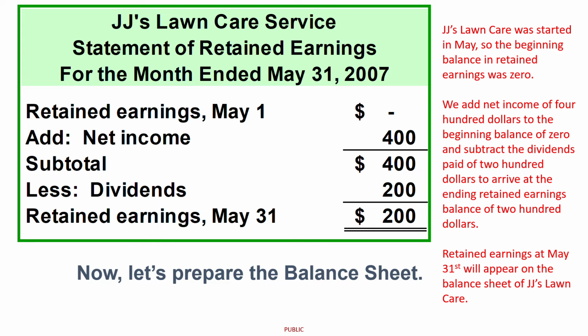So now this is the statement of retained earnings. Again, JJ Lawn Care was started in May, so the beginning balance of retained earnings was 0. Then we add net income of $400 to the beginning balance of 0 and subtract the dividends paid of $200 to arrive at the ending retained earnings balance of $200. So finally, the retained earnings at May 31st, which is $200, will appear on the balance sheet of JJ Lawn Care.